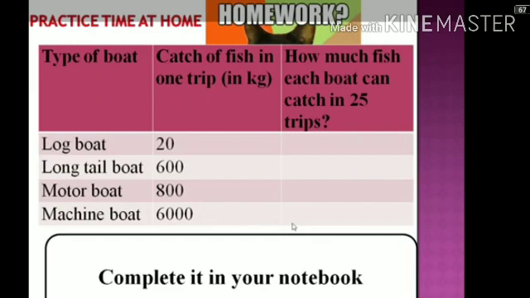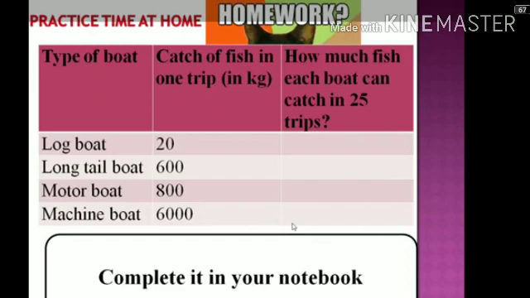Okay. Type of boat is given. Catch of fish in one trip in kilogram is given. You want to complete the third column. What is the third column? How much fish each boat can catch in 25 trips. Okay. So one trip is given for you in the second column. You need to find out for 25 trips. For each boat you want to find out.